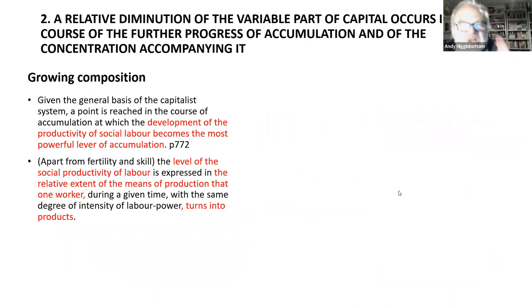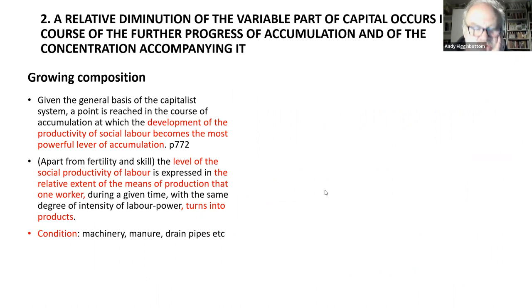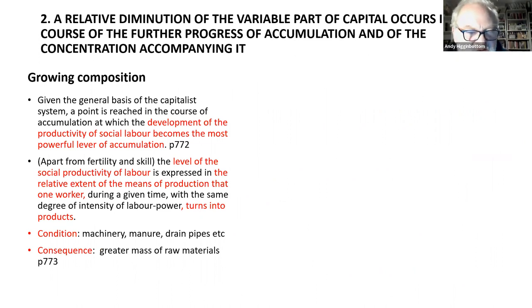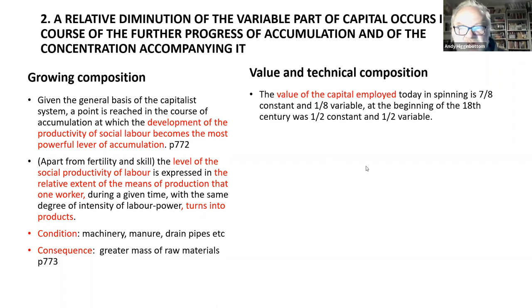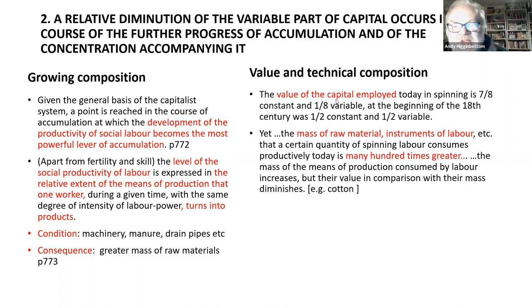Okay, now we get on to the development of his concept of population. As the composition of capital grows, which is a function of greater productivity of social labor, this can mean two things, right? It can be increased machinery, or it can be increased raw materials. And as productivity of labor grows, you get an increase in the composition. Now, what he says here is that the value composition in the spinning industry, for example, in his day was already about 7/8 constant capital and only 1/8 variable capital. So a lot of investment in machinery and raw materials in particular.